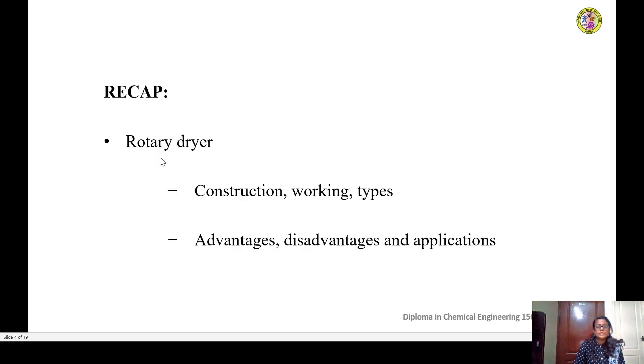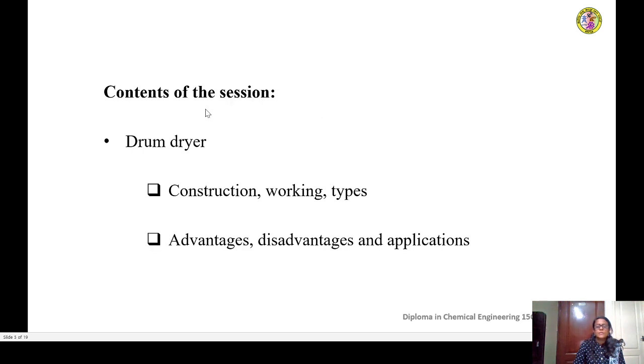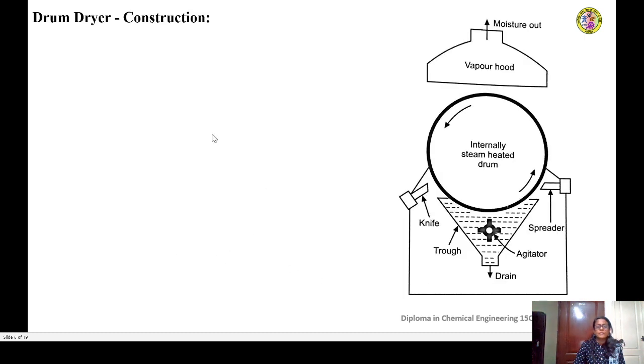So in the last class we studied the rotary dryer to know its construction and working principles, types, advantages, disadvantages and applications. So today let us talk about the drum dryer. In the same way, we are taking up its construction, working details, advantages, disadvantages and applications.